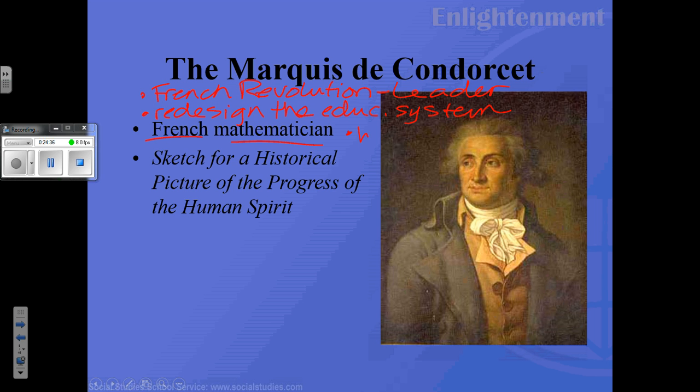And he's also known for helping write the first French Constitution. So he would be kind of like a George Washington in our culture. In France, Condorcet would be like that person.